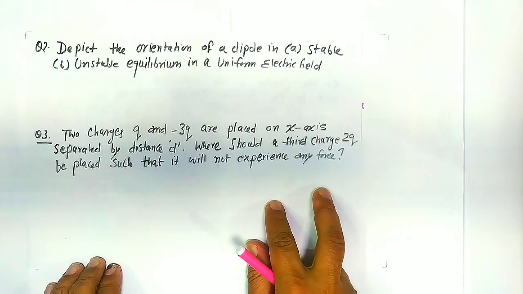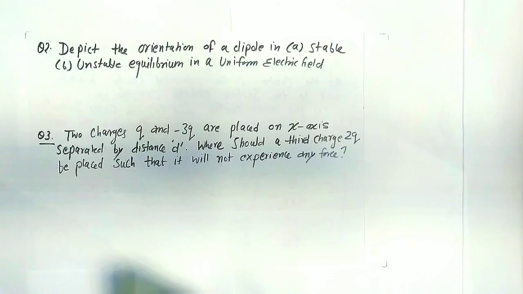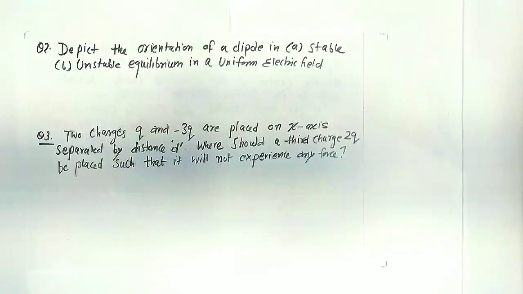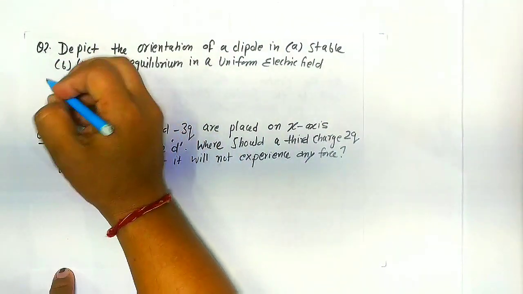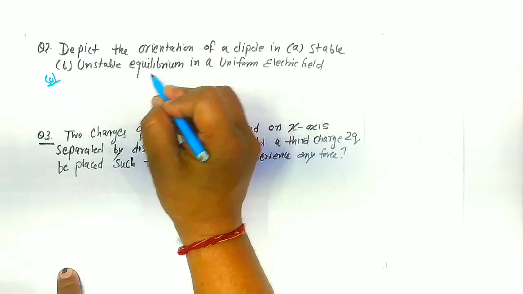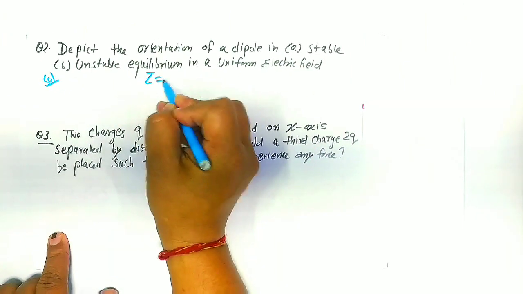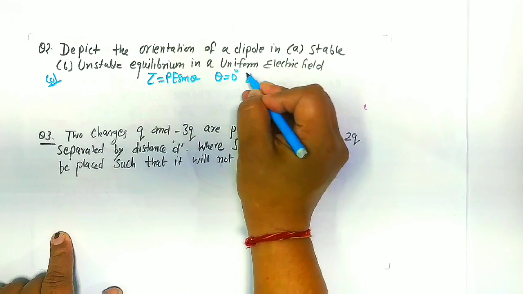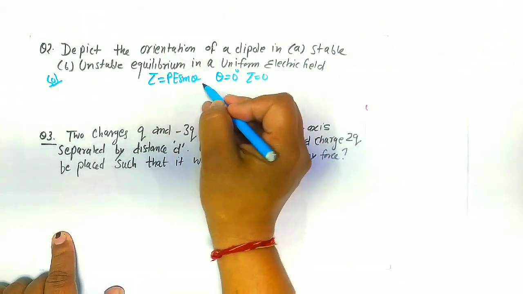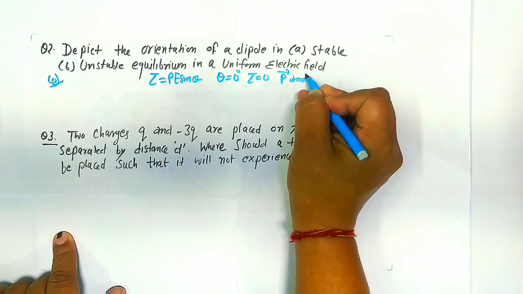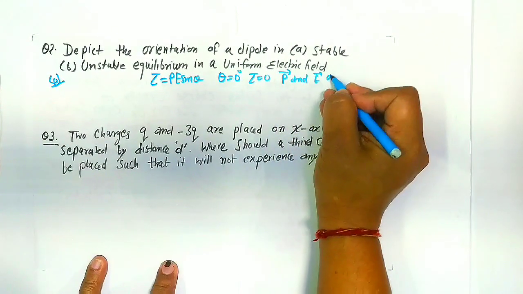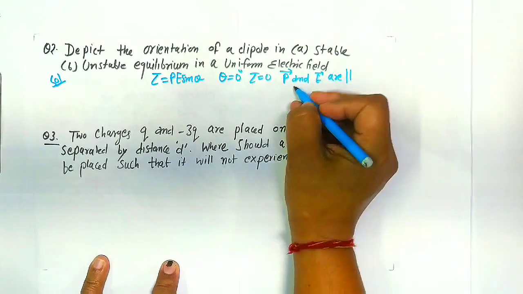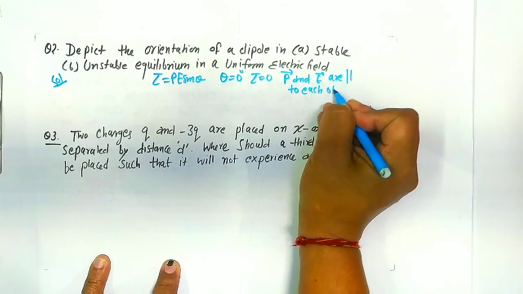Now, there are two questions. One is related to the dipole. Depict the orientation of a dipole in stable and unstable equilibrium in a uniform electric field. All of you know the torque. Torque is P E sine theta. Got it? Remember it? And when theta is 0, the torque will be 0. Why? Because sine 0 is 0. That means P and E are parallel to each other. So we can write it in this way also.